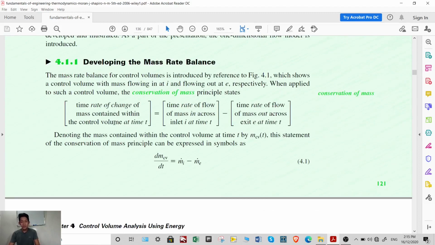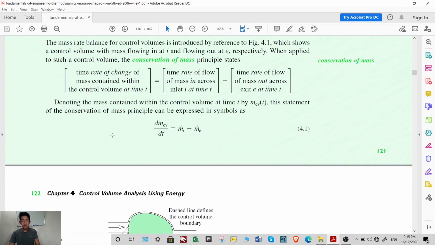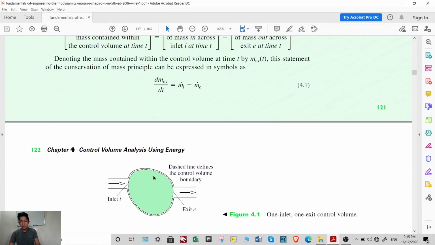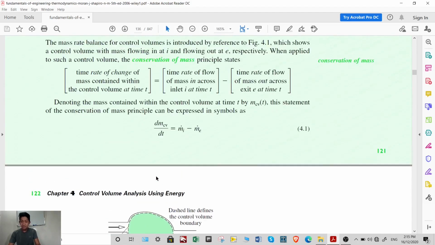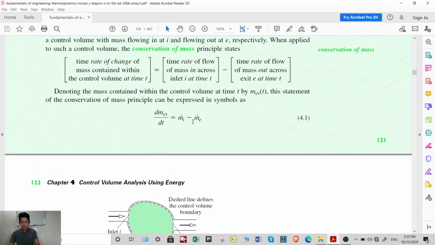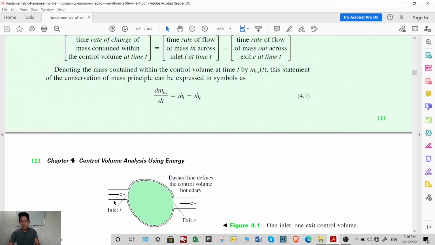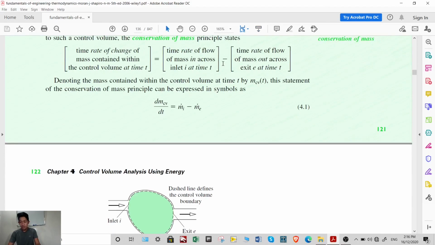So the time rate of change of mass within the control volume at a certain time, meaning how much mass is contained here at a certain time, is just the difference between the mass that enters at the inlet, subtracted by the mass that is exiting the system. This is just common sense, right? If you want to know how much is left here, you just subtract the difference between what went in and what went out.